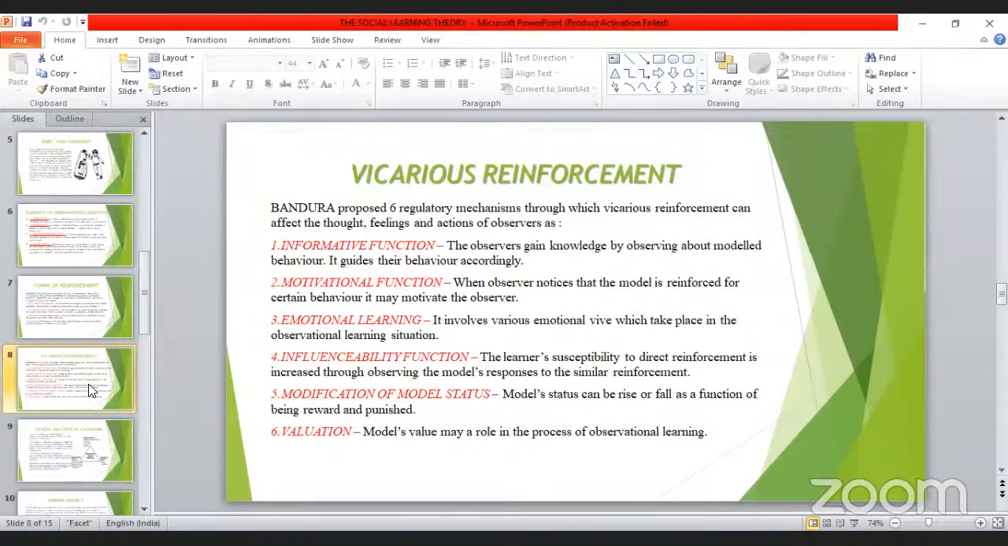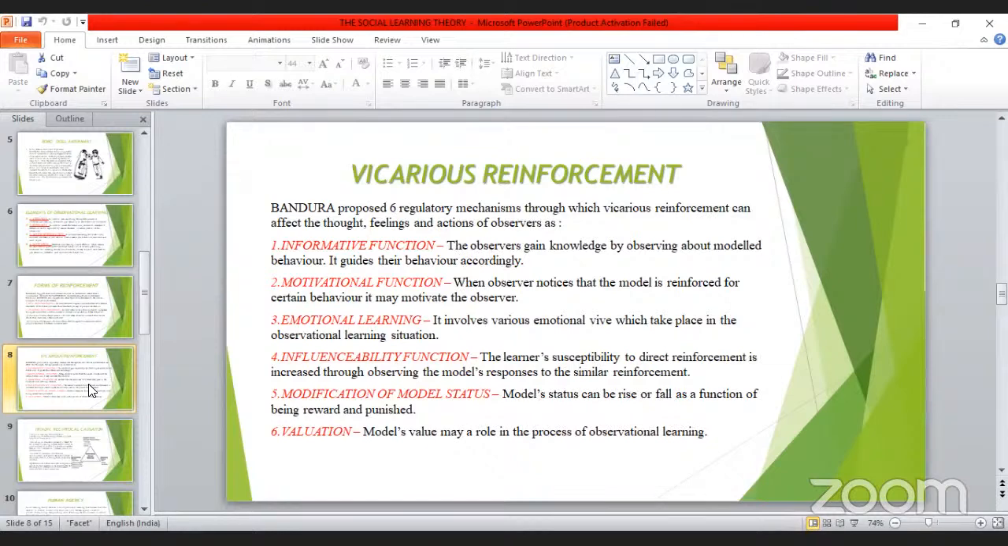Next is emotional learning. It involves various emotional vibes. Suppose, performing in a particular way, the model achieves some rewarding condition. It arises some satisfactory feeling. If I am behaving in a particular way and I get some reward, it helps me to gain more satisfaction, right? And it includes some emotional vibe. So this kind of emotional vibe takes place in the observational learning process.